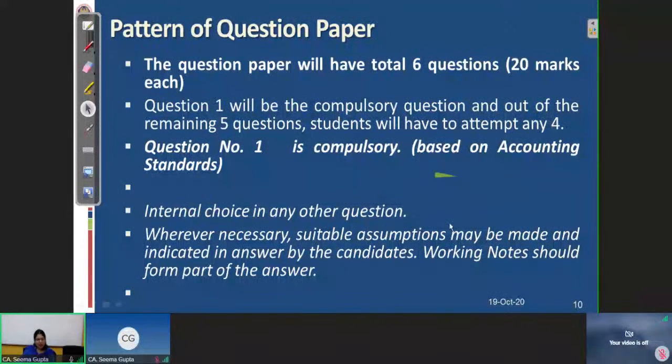There is internal choice in any other question, and wherever necessary, suitable assumptions may be made and indicated in the answer by the students.